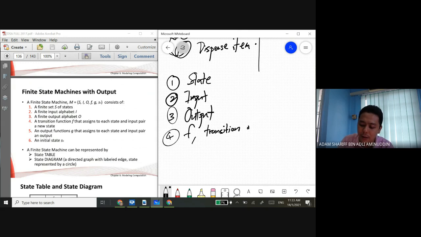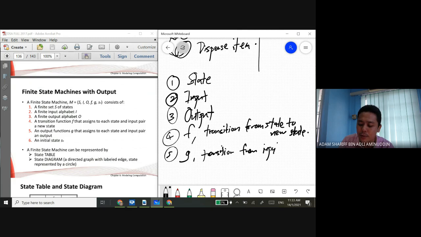That transition is from state to state. Okay, for another function g, the transition from input that will produce the next output. And lastly, the initial state. Where must it start from? So, the initial state. One more: S naught.